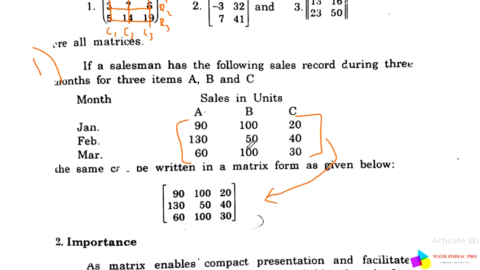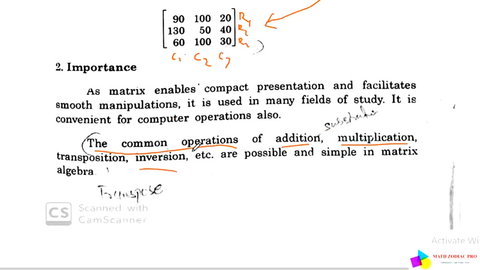We write it in matrix form like this. 90, 120 is R1, and 130, 50, 40 is R2, row 2, and 60, 100, 30 is R3. The sales of item A is C1, sales of B is C2, and sales of C is C3. Next, the common operations of matrix are addition, multiplication, inverse, etc.